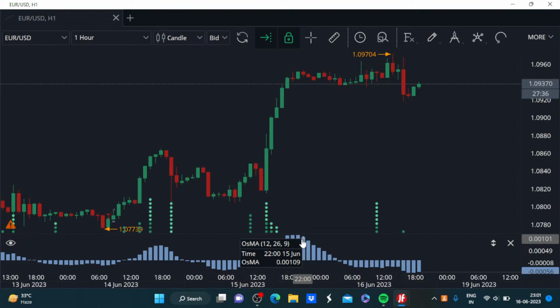And if and when we see the output of the OSMA again starting to rise while still being in the negative territory, that means the ongoing bearish trend is now showing signs of stabilizing and reversing in course of time. So that is something which we should also keep in mind.